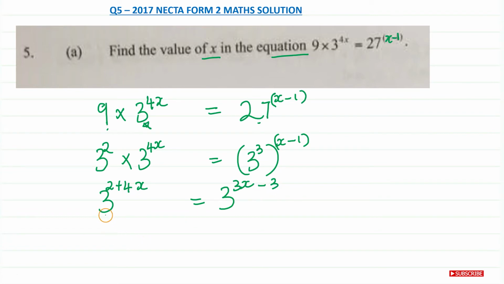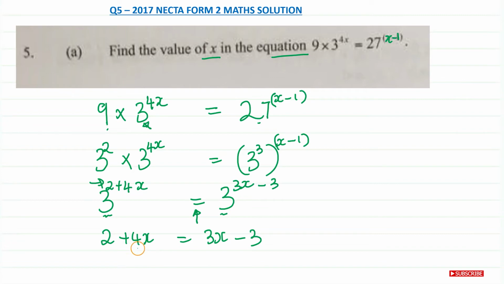Oh, look what we have. Now we have 3 here and 3 here, and then we have their powers. But we're told they are equal. That means the powers must also be equal. This means I can just take the power. So 2 plus 4x, that power there, that's going to be equal to this power here. So that's going to be 3x minus 3. Oh, look what we have. A linear equation. So we can rearrange this.